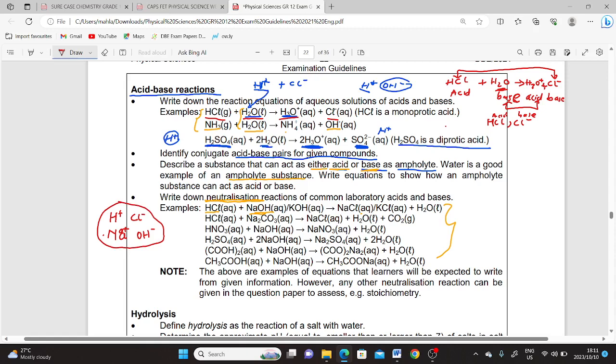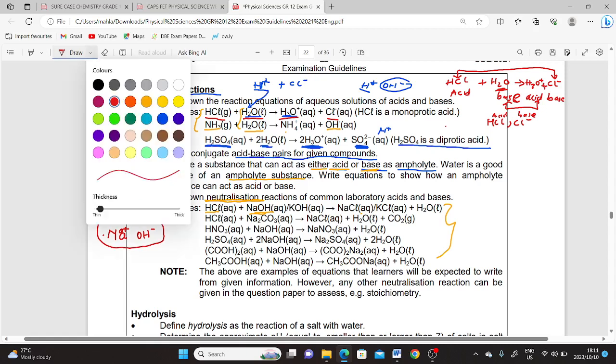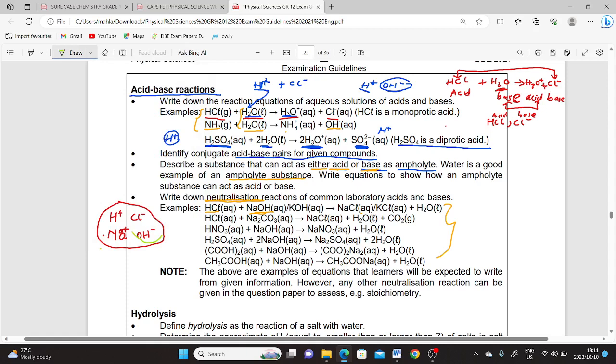Already positive, negative, positive, negative. Then OH minus and H plus will react together, then they'll form H2O. That's why we have H2O here. And then Na plus and Cl minus will attract each other, and that's why we have NaCl. So that is what is happening in this reaction. Then the balancing, of course, will happen.